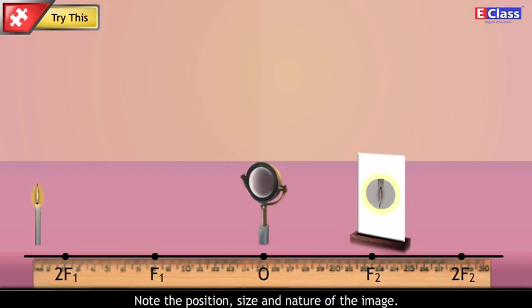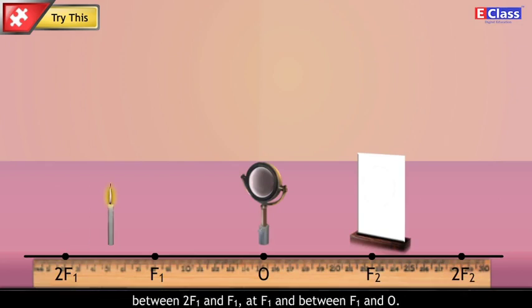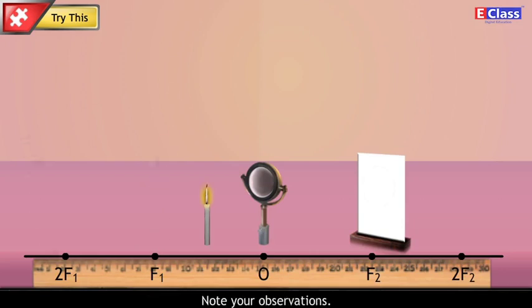Note the position, size, and nature of the image. 7. Repeat action 6 by placing the candle beyond 2F1, at 2F1, between 2F1 and F1, at F1, and between F1 and O. Note your observations.